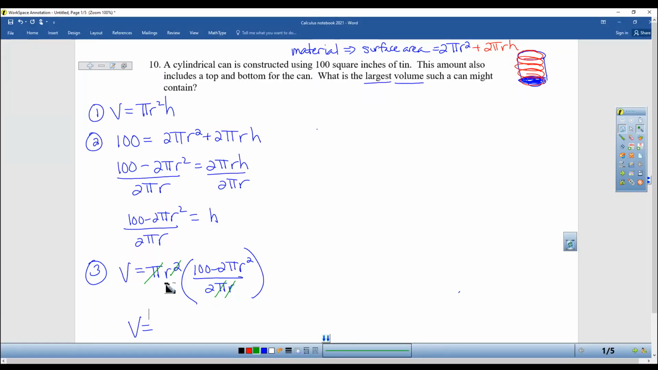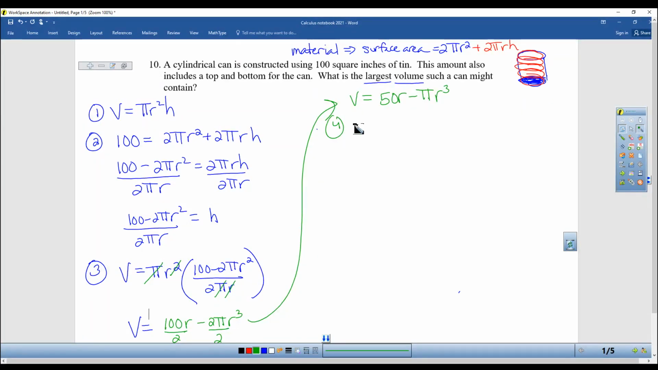So now I'm going to distribute that r to the whole thing: 100 r minus 2 pi r cubed. And this too, I always tell people the safest way to handle a denominator is to put it separately. When you do it separately, you have such a better chance of simplifying it correctly. So your volume is 50r minus pi r cubed.